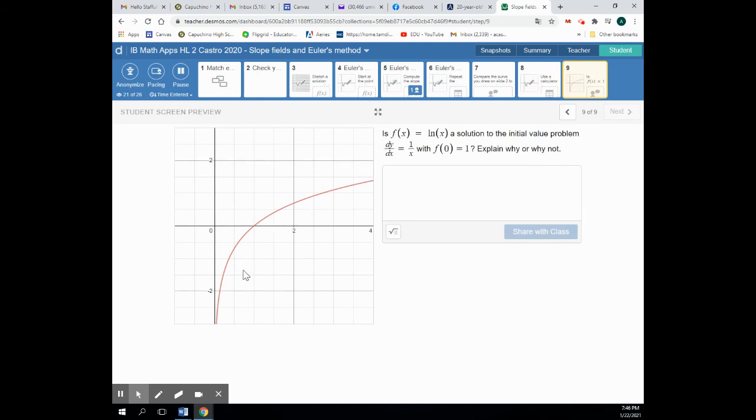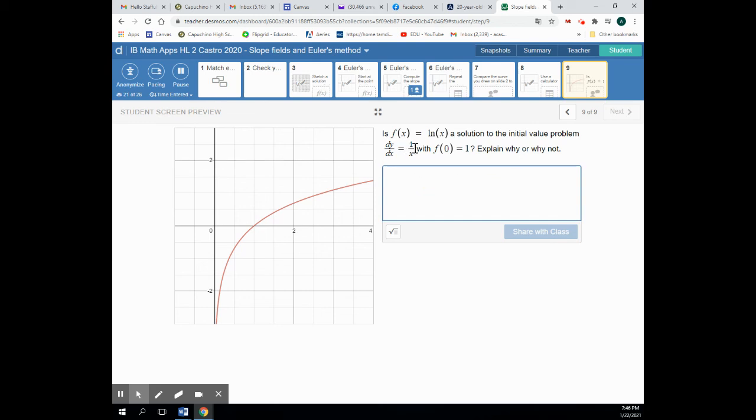here is the graph of natural log of x. And it's saying that this is a solution to the initial value problem. The derivative dy dx is equal to 1 over x. Now think about, could we solve this problem algebraically? So I want you to think about that. That's what you should be considering in this box here. Explain why or why not.